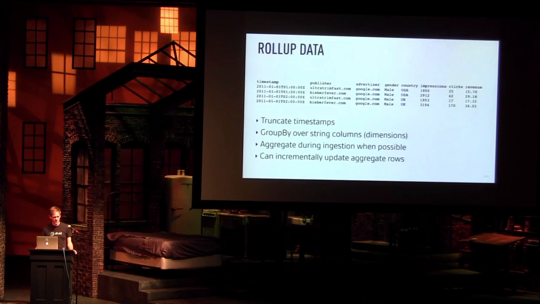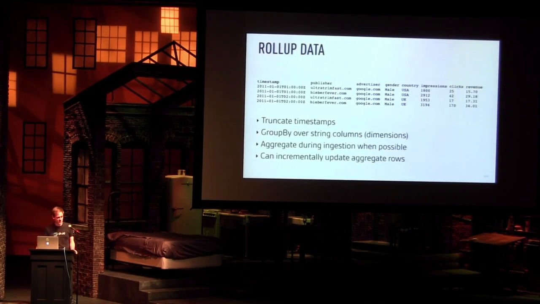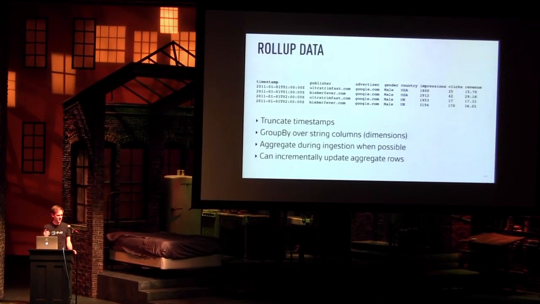The other cool thing about this rollup is that you can incrementally update these aggregate rows without any storage overhead. So Druid can actually go into that row and update it without having to write a copy of it. That's nice because you can say something like, well, I only really need time series down to minute resolution, but I want them to be updated every second. And you can do that.